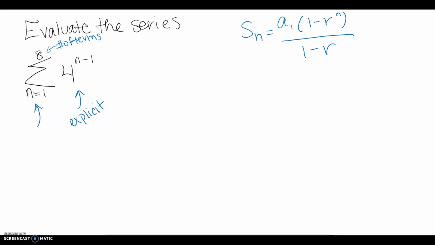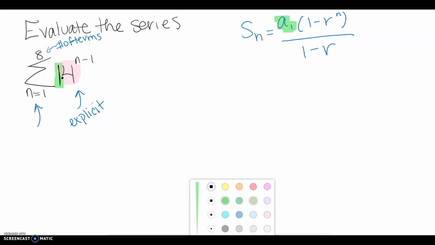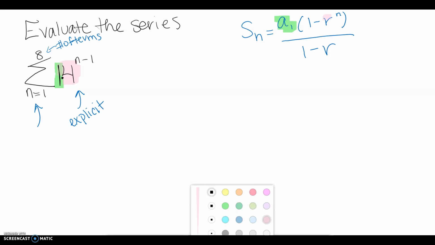Our ratio is the number underneath the exponent. And in front of this one here, we don't see it, but there is a 1 being multiplied to that. And that 1 is our first term. So the 1 is our first term, and then that 4 is our ratio. That's going to go here and here.